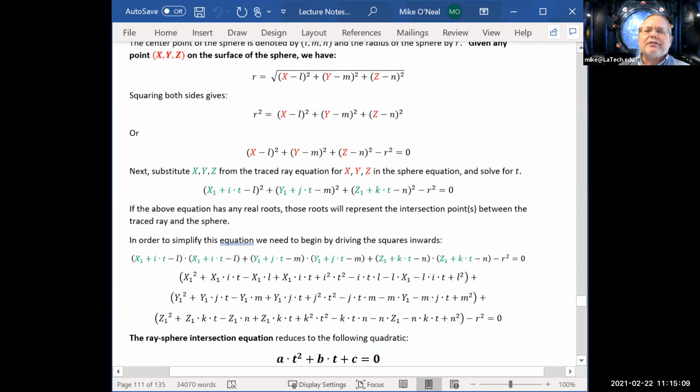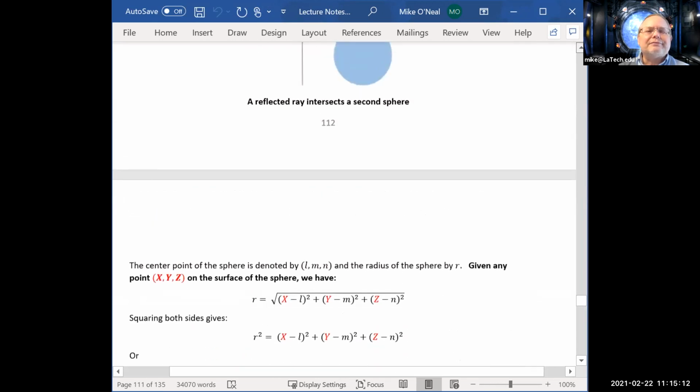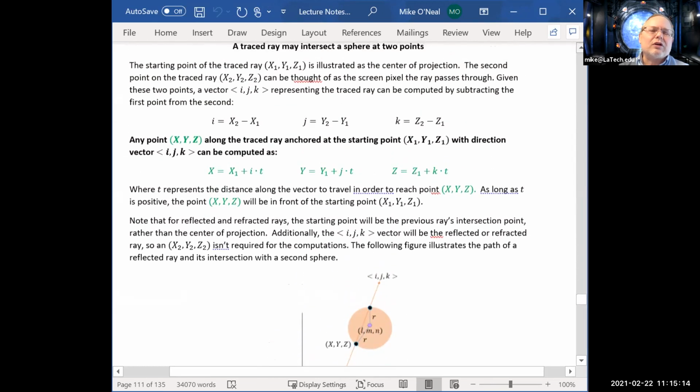We also have the equations for our ray, right? If you've got 2 points, you can get the ijk, which is your vector, right? And any point x, y, z along the line will be that start point x, y, z plus the i component of the vector, the j component of the vector, and the k component of the vector, all of them times the scalar t, which tells you how far to move along.